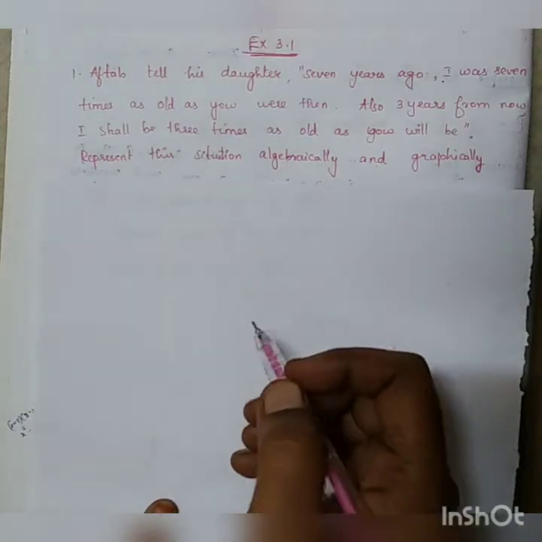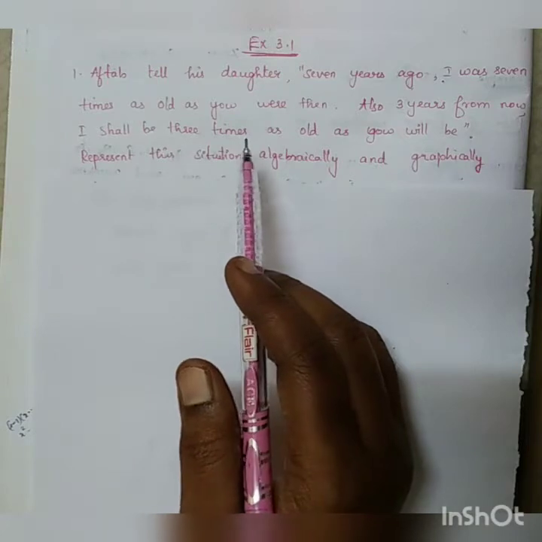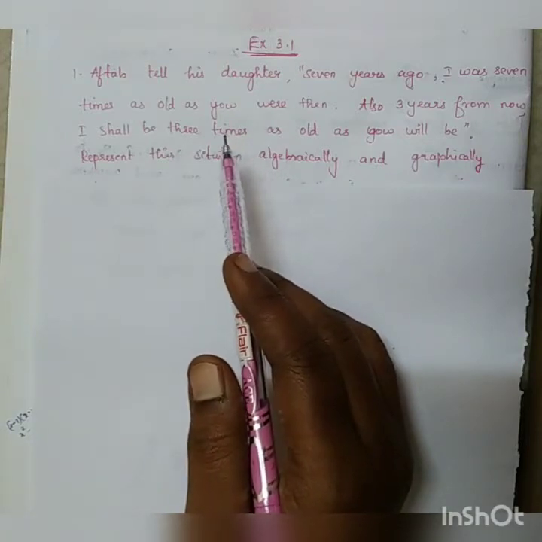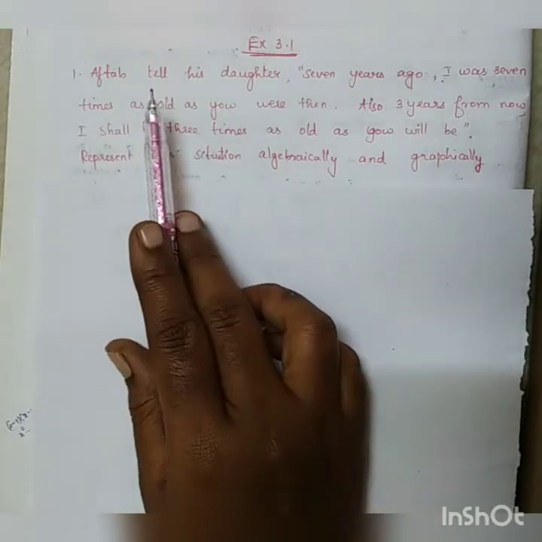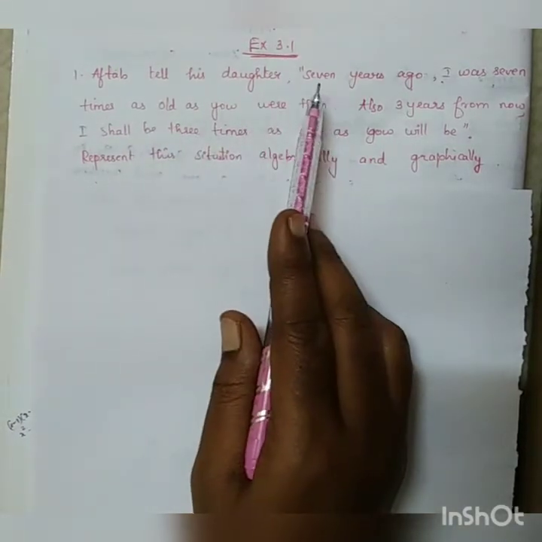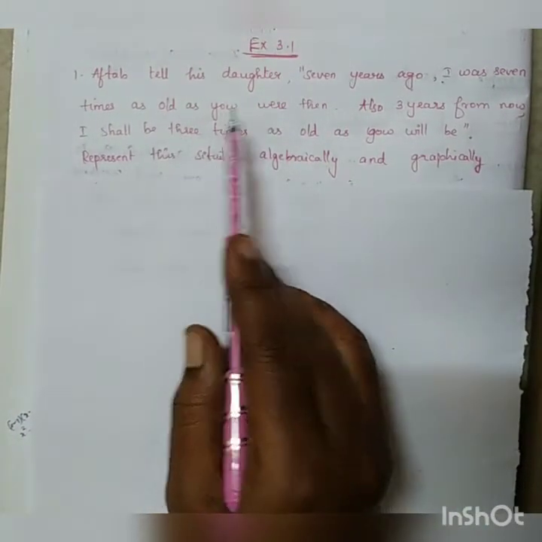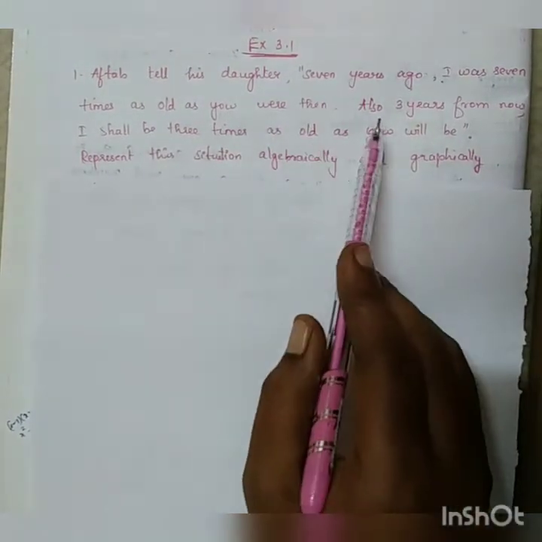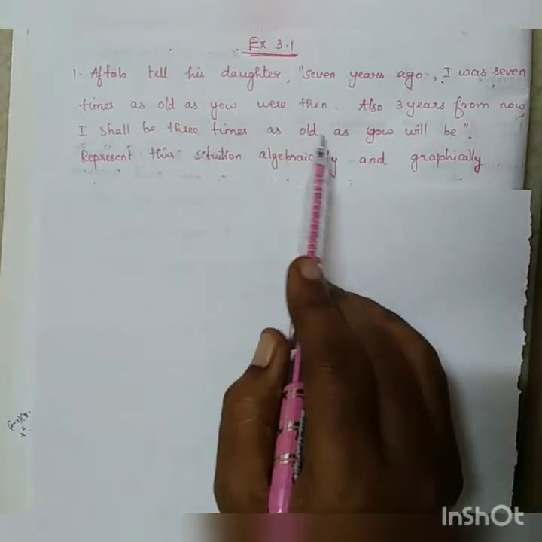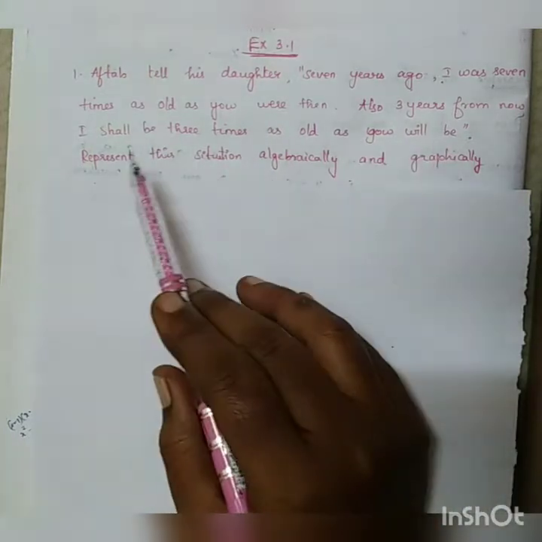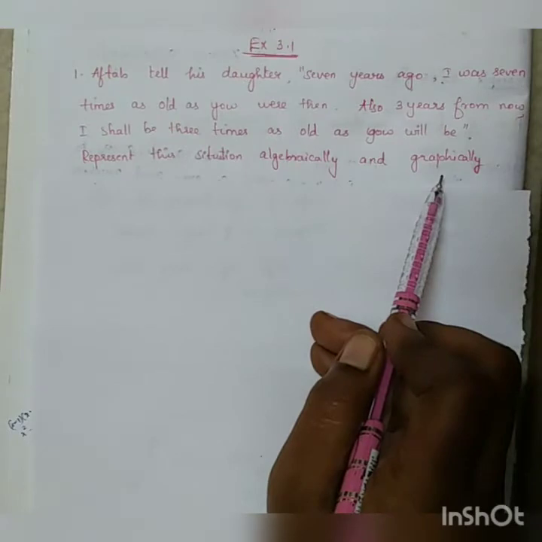Good morning. Today we are going to solve exercise 3.1 in chapter 3, that is pairs of linear equations in two variables. First question: After telling his daughter, "7 years ago I was 7 times as old as you were then. Also 3 years from now I shall be 3 times as old as you will be." Represent this situation algebraically and graphically.